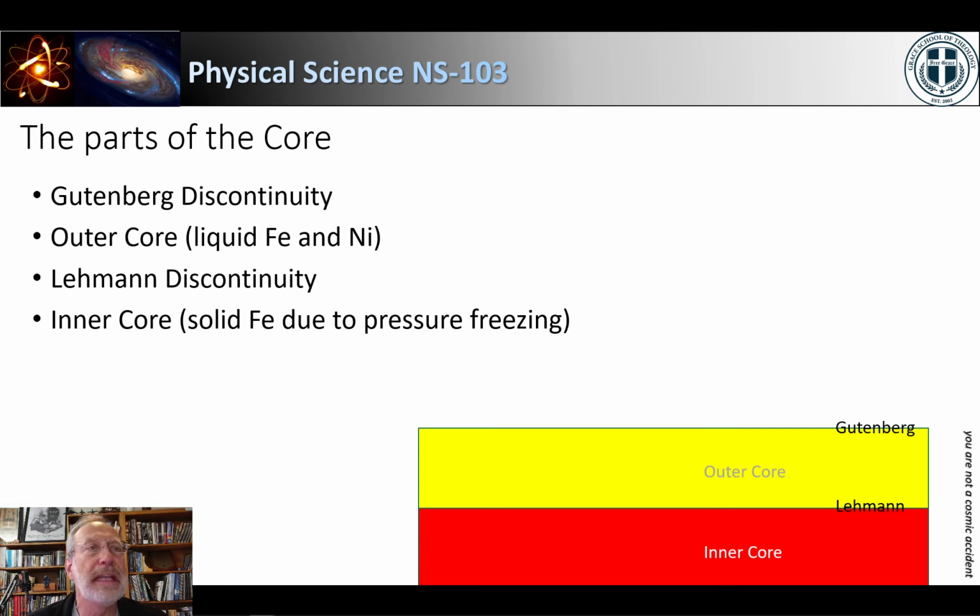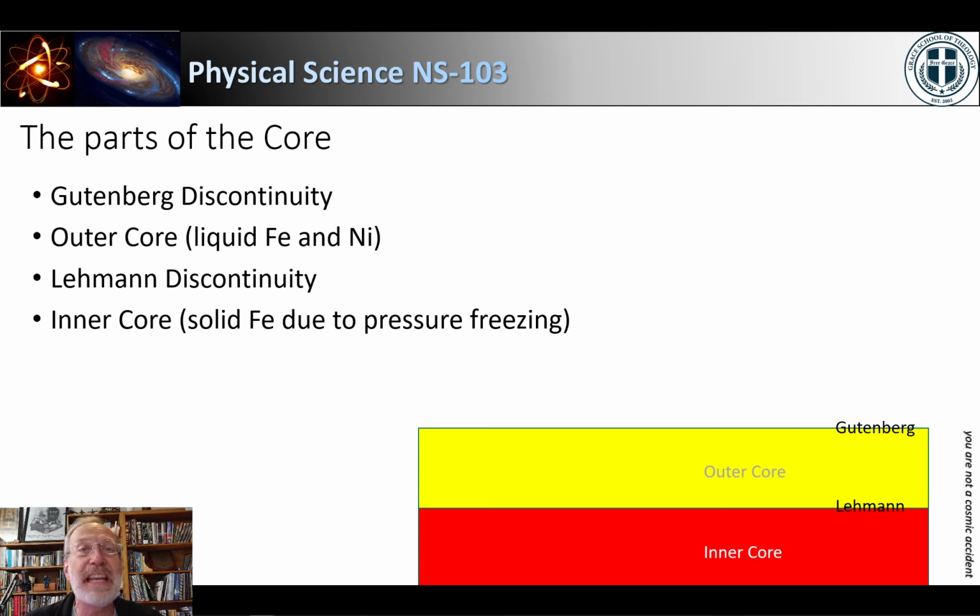In 1914, there was a German geologist, Beno Gutenberg. He was analyzing seismic waves and concluded that there must be another drastic change in the makeup of the Earth significantly below the Moho. That boundary marking the change is now known as the Gutenberg discontinuity, and it basically marks the beginning of the Earth's core.